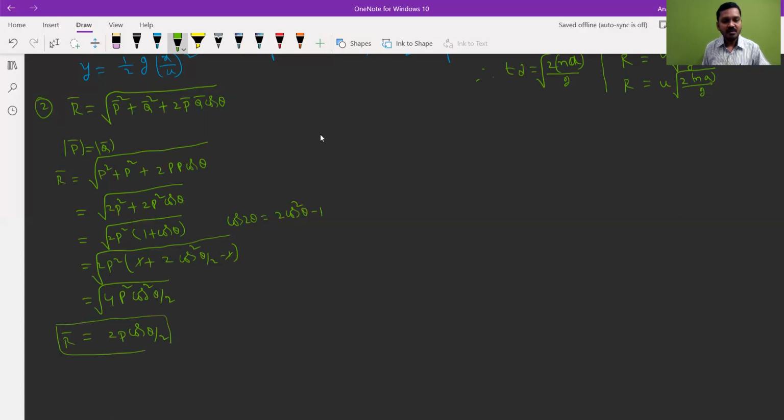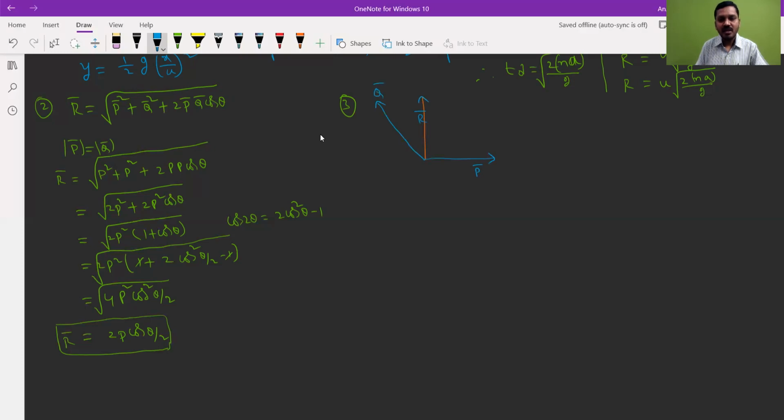And one more application based on the same parallelogram law. The third one: if the resultant of two vectors P bar and Q bar is normal to one of the vectors, then we should find what is the angle between the two vectors. See, I am drawing this diagram. Suppose R is the resultant of two vectors P bar and Q bar. This is the resultant R bar, this is one vector P bar, and this is another vector Q bar.